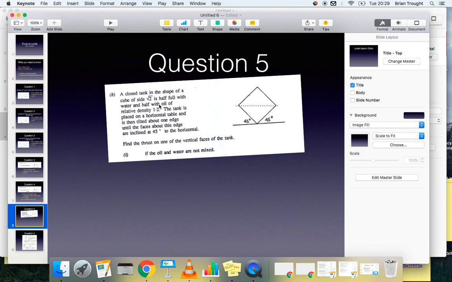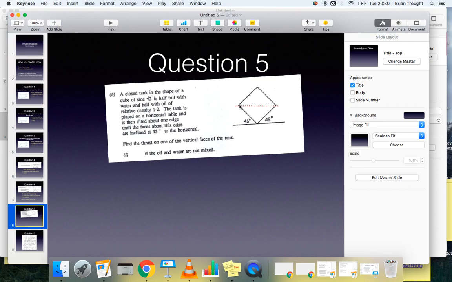So the density of the oil is 1,200. Density of water is 1,000. Now what I've done is I've put a dotted line in there, and we know that if it's half filled with one and the other and they don't mix, the less dense one will go on top. So the water ends up on top and the oil ends up on the bottom. It said then it's tilted about one edge until those angles are 45. Grand, find the thrust on one of the vertical faces of the tank.